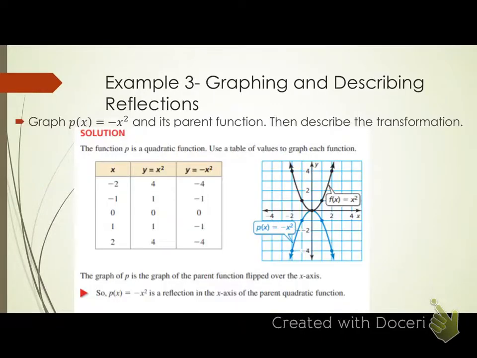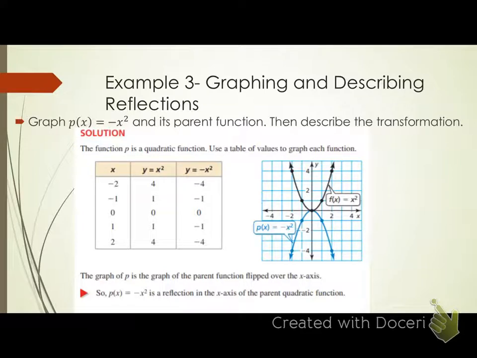Moving on, graph p of x equals negative x squared and its parent function. Then describe the transformation. I kind of already threw the graphs up here to save us some time going through the notes. But to get the graphs, we can create a table of values.